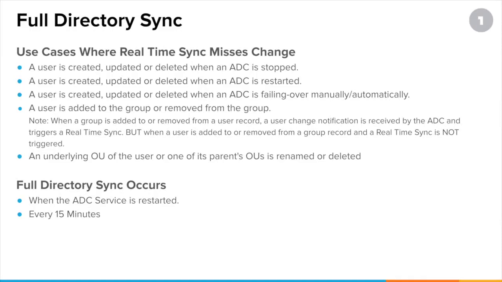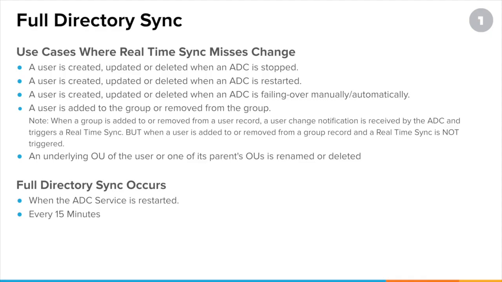However, again, there are certain types of changes that the real-time sync might miss. So, if that Active Directory connector service is not running, stopped, restarting, maybe it's in the process of automatically failing over, and a user happens to be changed, updated, or deleted during those times, then guess what? No real-time sync. Well, that makes sense. It wasn't quite paying attention. It was busy doing some other things.